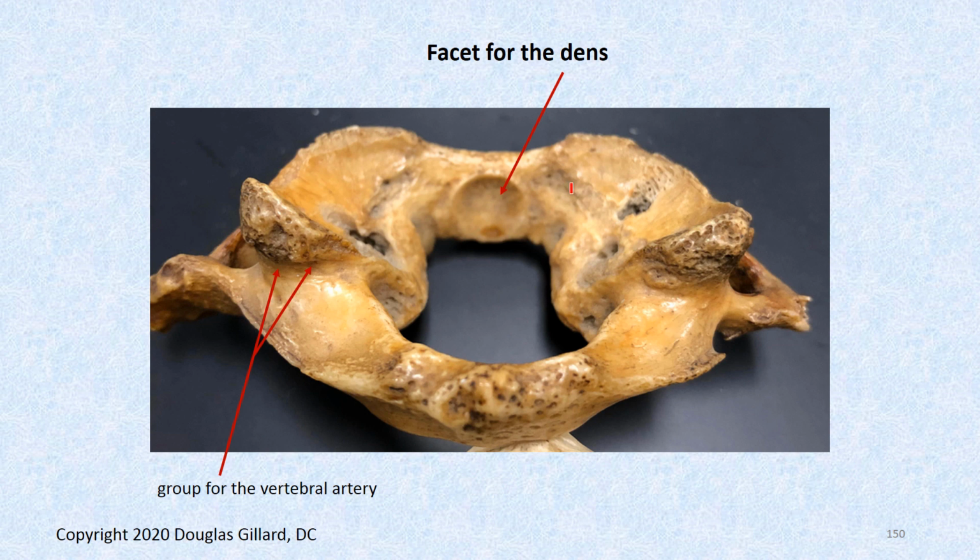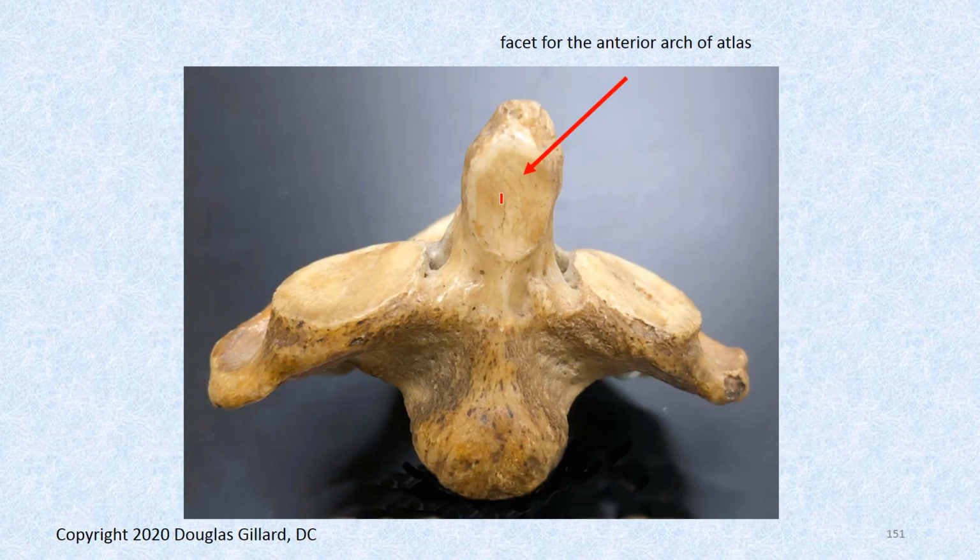So here's kind of a P to A view. We can see this is the anterior arch right here, and we can see a huge crater, right? That's the facet for the dens, and the dens would have one. Did I put one in here? Yeah, I did. This one's a little different shaped. But there's the facet for the anterior arch of atlas. All right, we'll look at the atlas tomorrow.